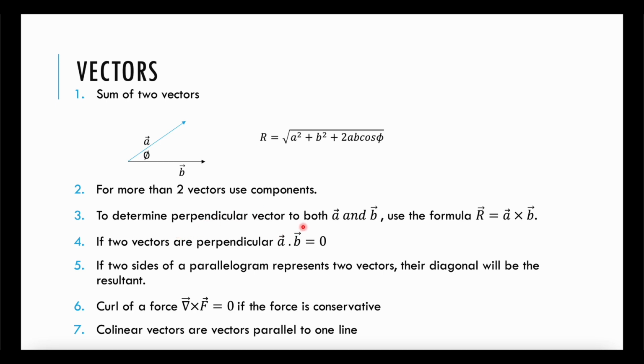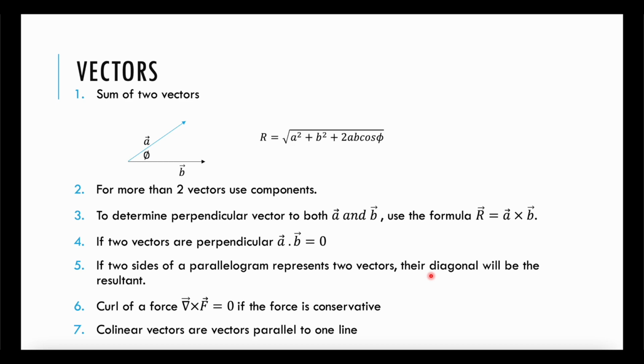Now to determine a vector perpendicular to both a and b, you can use the cross product a cross b. The resultant vector is perpendicular to both a and b. If two vectors are perpendicular to each other, then a dot b is 0, their dot product becomes 0. And there was a question in shift 1 that if two sides of a parallelogram represent two vectors, then their sum will be representing the resultant, so that would be the diagonal. This is basically the parallelogram rule of vector addition.